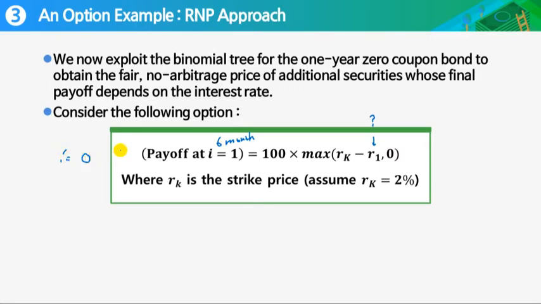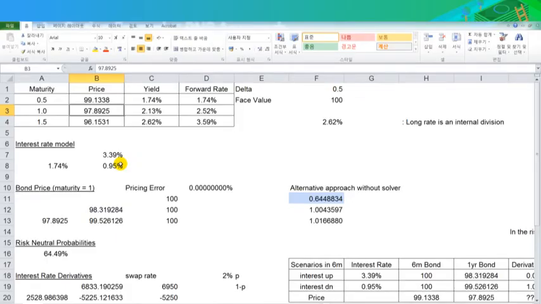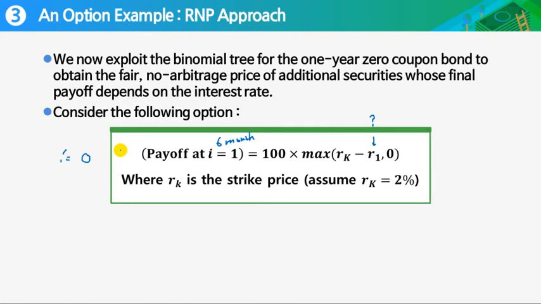Let's do this. So go back to our previous Excel file. Here, now let's create the model. Derivative. Here, RK was 2%. Here, the exercise price, or exercise rate, was 2%. So 1 year later, or 6 months later, actually, 6 months later, we have this specification.